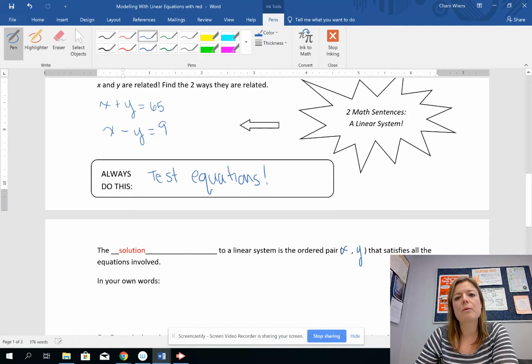So write this in your own words, something that makes sense to you. For example, you could put, it's the two numbers that make both equations true, or the two numbers where left side equals right side. But pause the video for a moment and just write what a solution is in your own words.